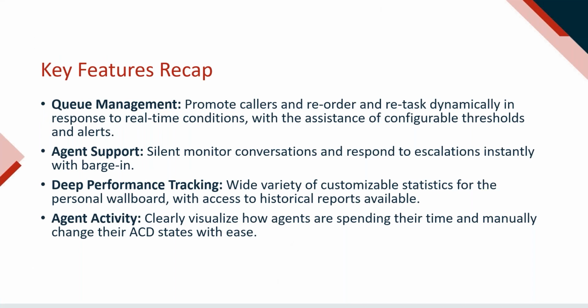Number one, Unity Supervisor Web provides excellent queue management. You can promote callers and reorder and retask dynamically in response to real-time conditions, as we saw. I was able to not only promote a caller, so they're now position number one, I can also pick calls out and answer them myself if I want. I can transfer them off to different queues or different agents. I have lots of tools to help me manage the queue, especially with those configurable thresholds and alerts that we took a look at.